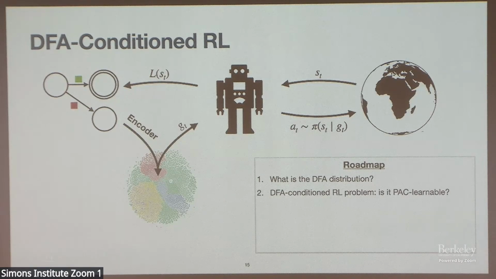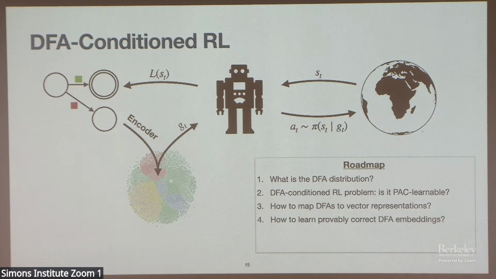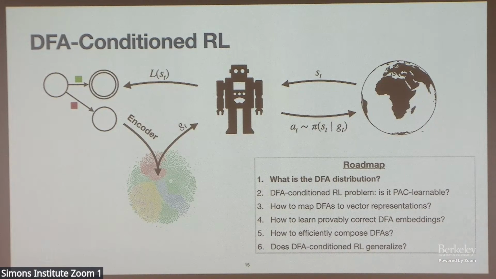Next, a DFA-conditioned RL problem: we'll formally state that and see that it is actually PAC learnable. Then we'll think about how to map DFAs to a vector representation. So what is this encoder actually? Next, we'll talk about our pre-training procedure, so how to learn provably correct DFA embeddings. And then how to efficiently compose these DFAs, addressing our last challenge. And finally, does DFA-conditioned RL actually generalize? Because that's what we want. So let's start from the first one.